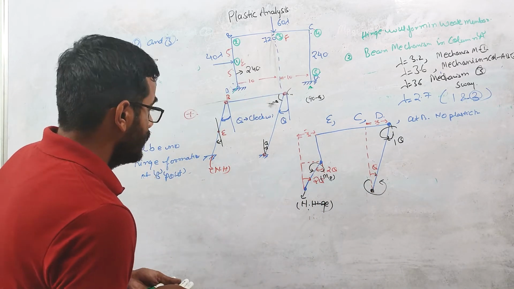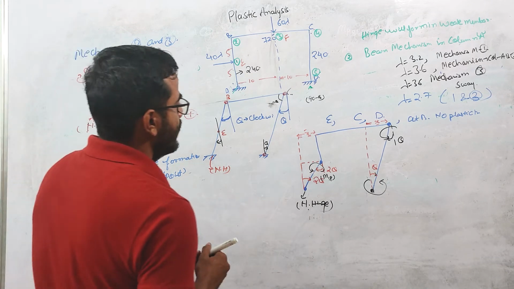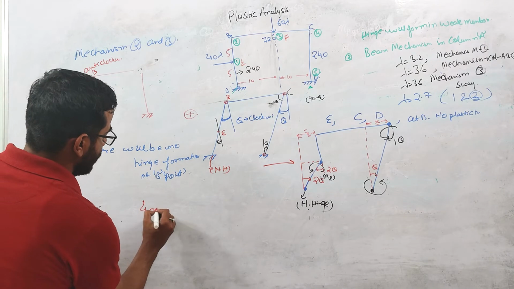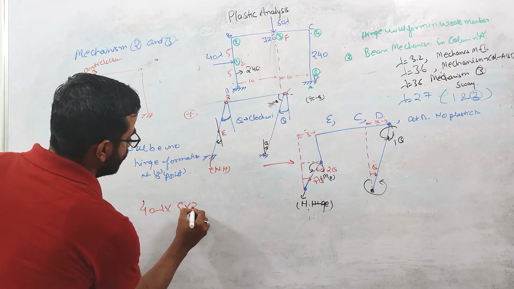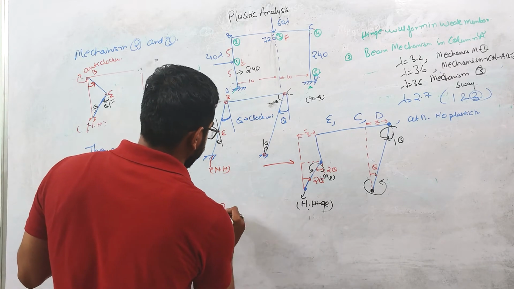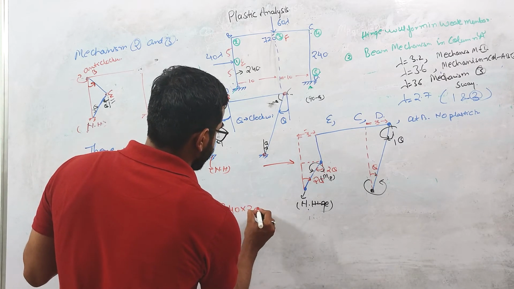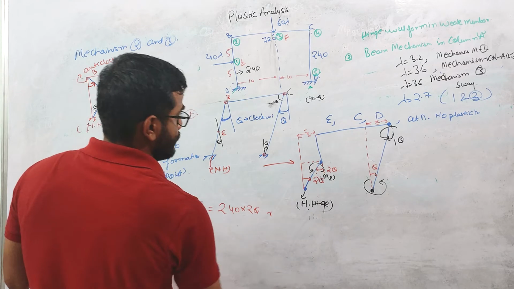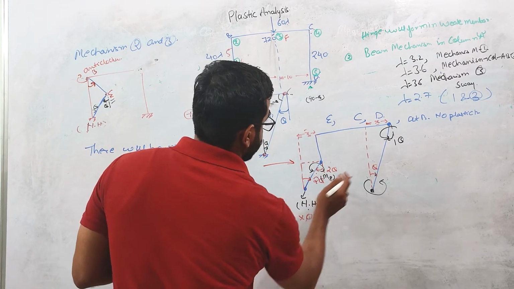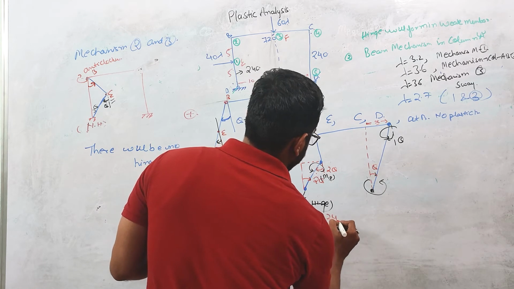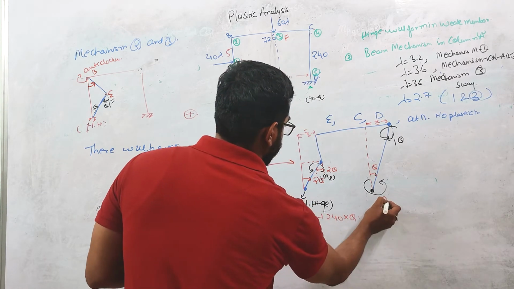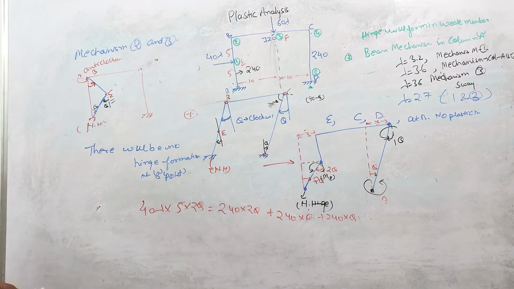So what is the external virtual work done? External virtual work done will be 40 lambda into 5 into 2 theta, equals internal work done. What is the internal work done? 240 into 2 theta at this point, plus 240 into theta at this point C, plus 240 into theta at D point, right?